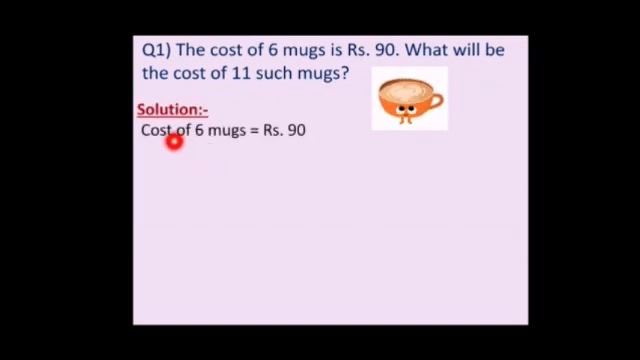The cost of 6 marks is equal to rupees 90 according to the question. Now we have to find the cost of 1 mark. For that we will divide rupees 90 by 6. Why 6? Because the number of marks is 6 here and the cost of the 6 marks is rupees 90. So for finding the cost of 1 mark, we need to divide 90 by 6. Let's divide.